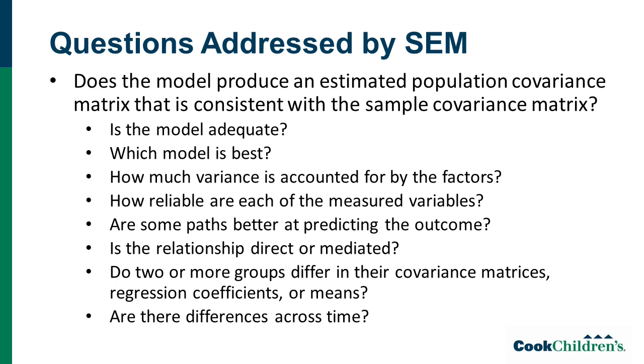Another question that we're going to look at is, is the relationship direct or is it mediated? In other words, does the independent variable affect a specific dependent variable, or does the independent variable affect the dependent variable through a mediating variable? Another question is, do two or more groups differ in their covariance matrices, regression coefficients, or means? And here we're going to use multiple group modeling in SEM to test these group differences.